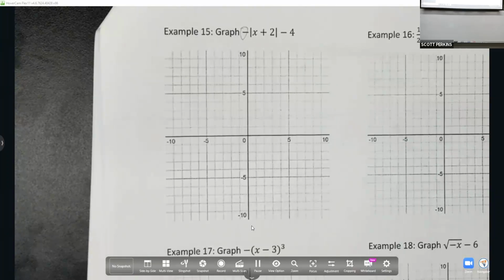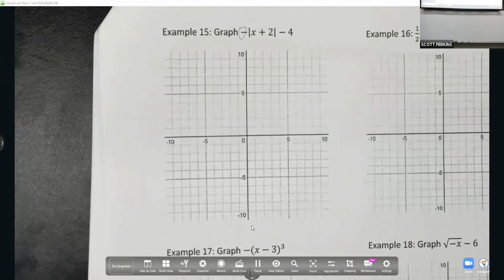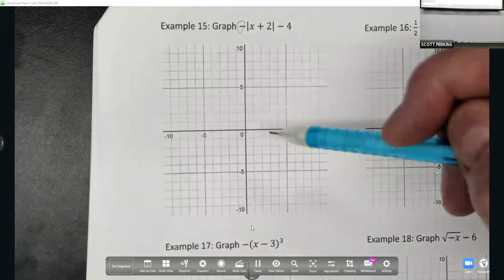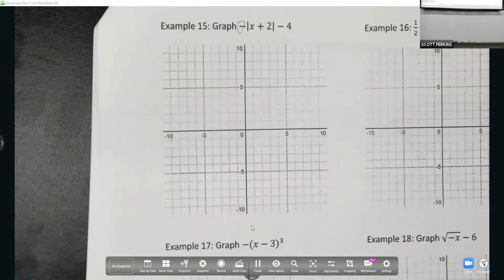Okay, what does that negative do to the absolute value graph? If you need to look on your front page where we've already done the absolute value, or if you want to do the absolute value again here, go for it. Then after you've done the negative absolute value, tell me what the plus 2 and the minus 4 do to that graph.